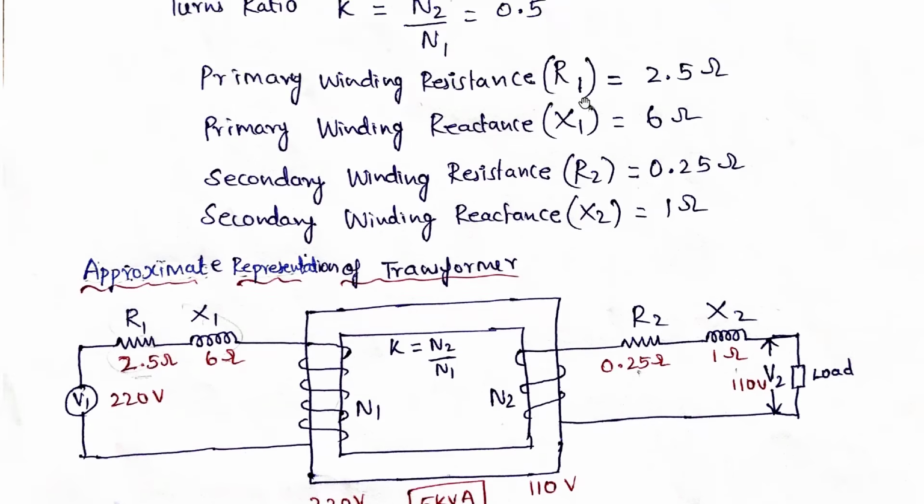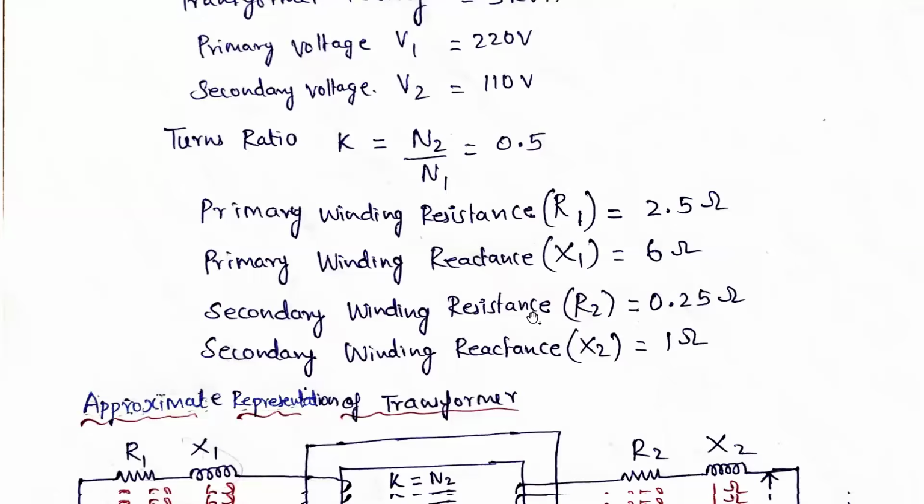So here R1 is there, R1 here is 2.5 ohms. Here X1 is 6 ohms. So V1 is 220 volts.